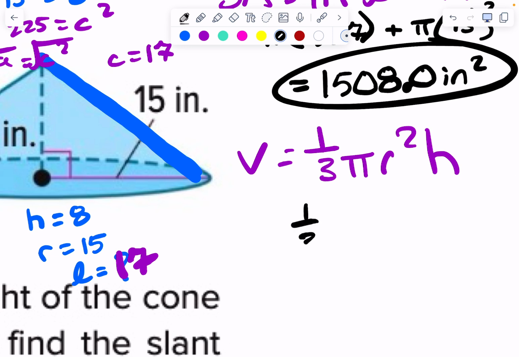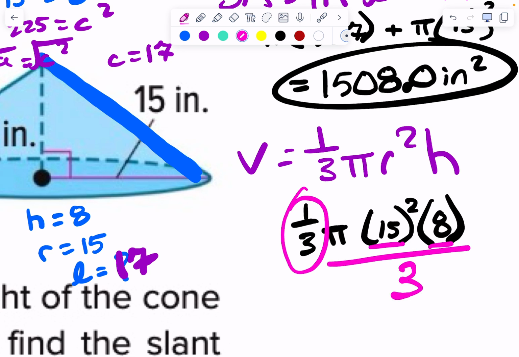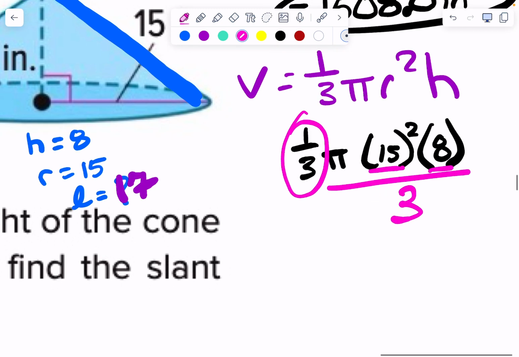Next, 1/3 pi r, which is 15, squared times the height, and the height is 8. Hold on, I'll answer your question here in a second. Okay. How do you type this in? If you want to save the 1/3, I would take pi times 15 squared times 8, and then you can divide it by 3. Does that make sense? 1/3 is like dividing by 3. Practice typing that one and see what you get.